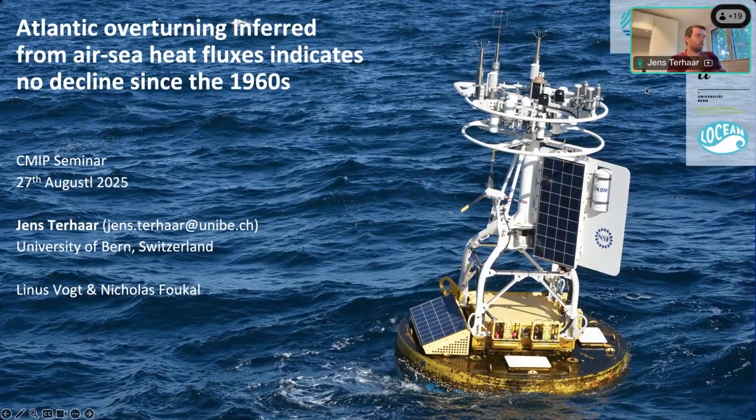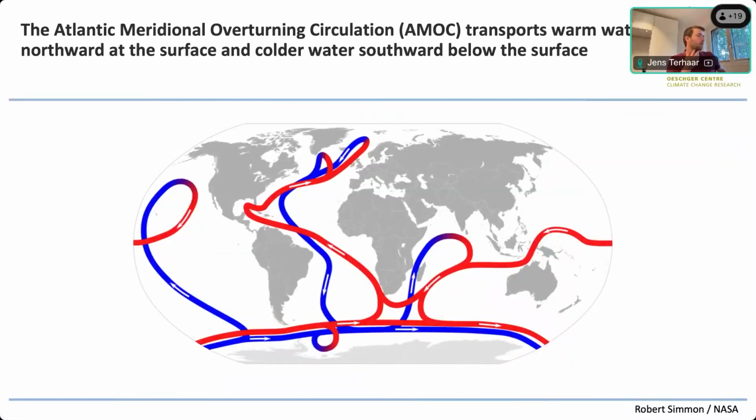For all of you who are not oceanographers, here is a very simplified overview of the ocean overturning circulation globally. We can see here that in the North Atlantic, we have the meridional overturning circulation, with warm water moving northward at the surface that cools and gets denser and then sinks below the surface and goes back south.